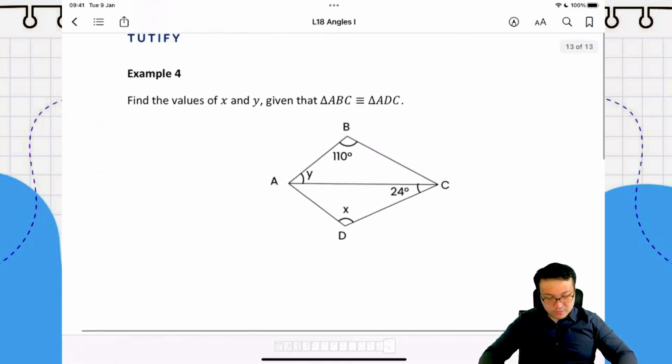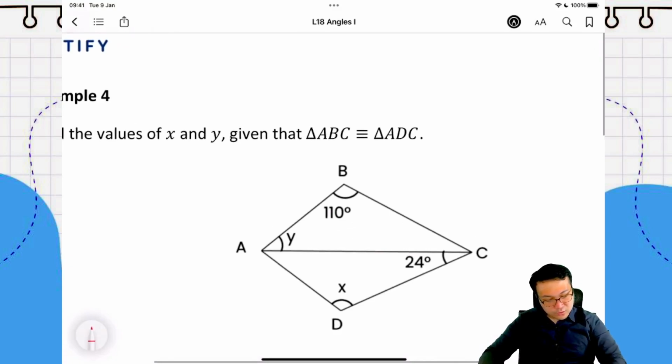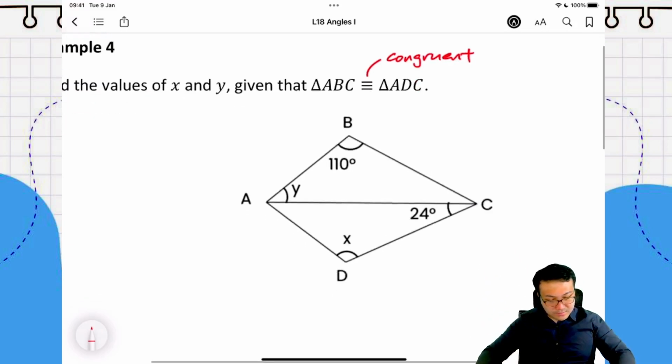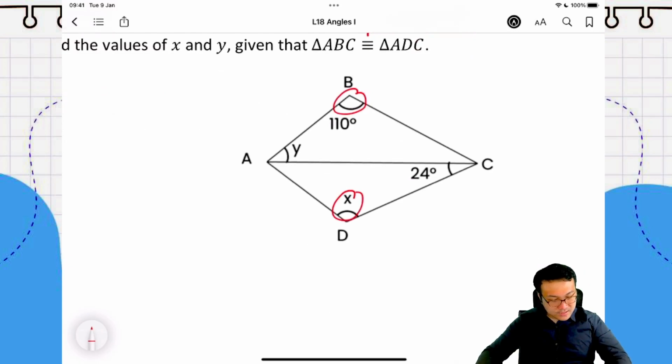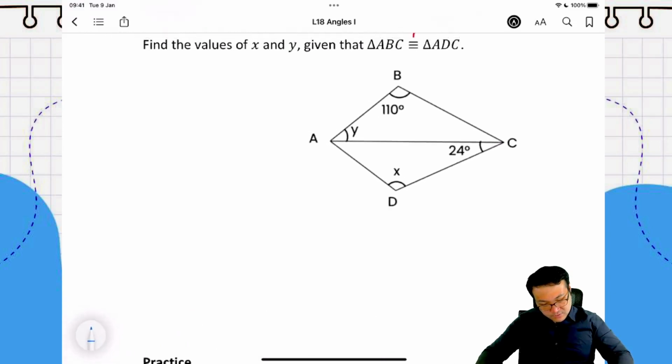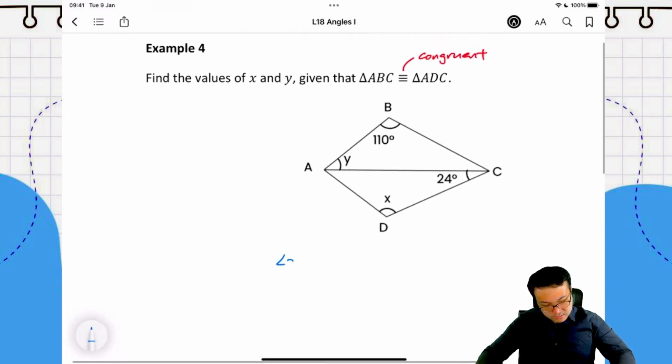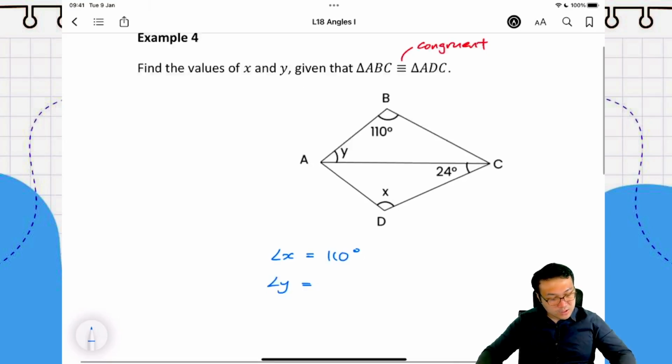Example 4. Now, let me introduce you to a new word. This is called congruent, okay? Congruent means exactly the same. So what it means is that this angle is exactly the same as this, this angle is exactly the same as this, and this angle is exactly the same as this. So let's write it down. If they want you to find the value of x, immediately it is 110. If they want you to find the value of y, then of course you have to do a little bit of working.